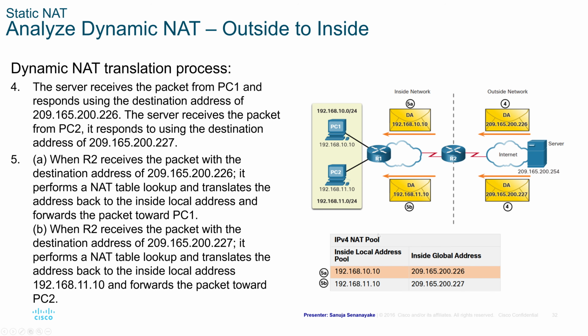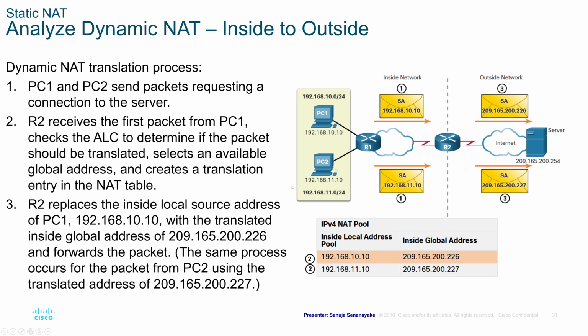Because in the previous process, we have created this NAT pool and assigned these NATs associated with those PC1 and PC2 internal IP addresses. In the next step, the fifth step, what's going to happen when the R2 receives the packet with the destination address of 209.165.200.226. So this is going to receive that information back from the server. It performs a NAT table lookup and translates the address back to the inside local address and forwards the packet towards the PC1. Remember, on our previous steps here, we have created the NAT table entry right here.